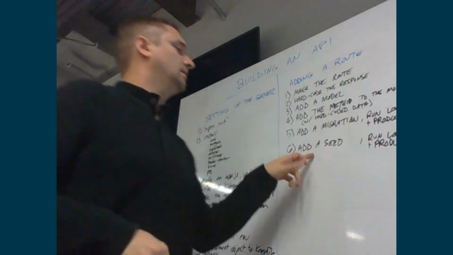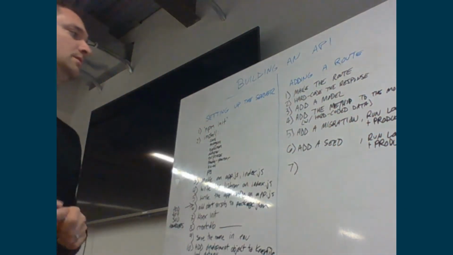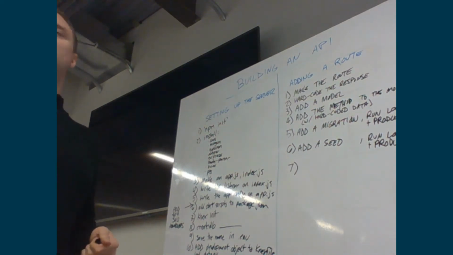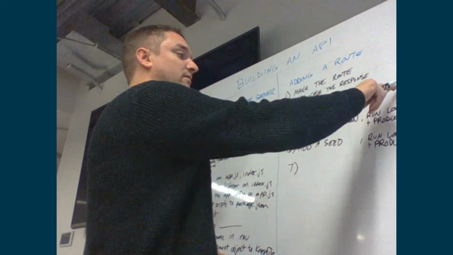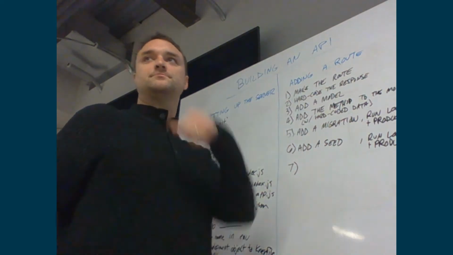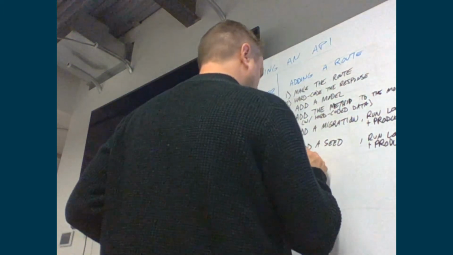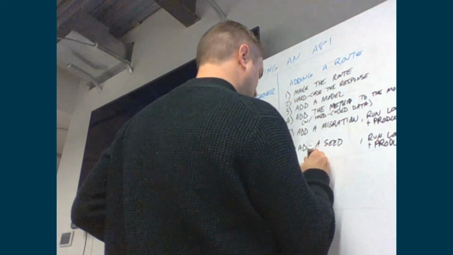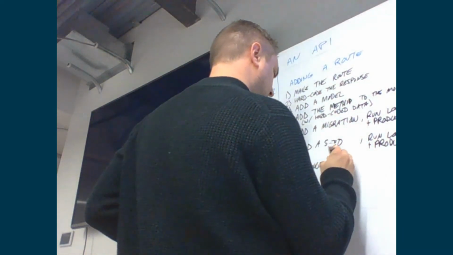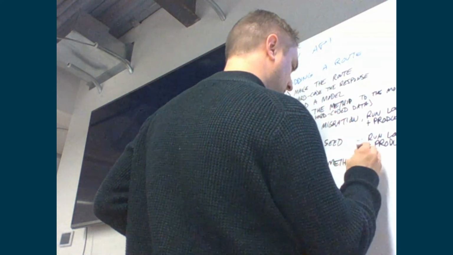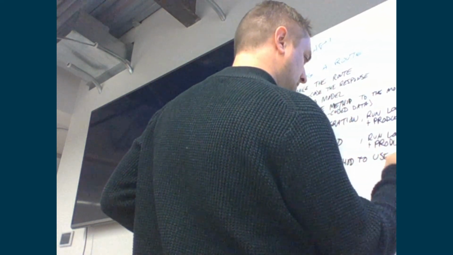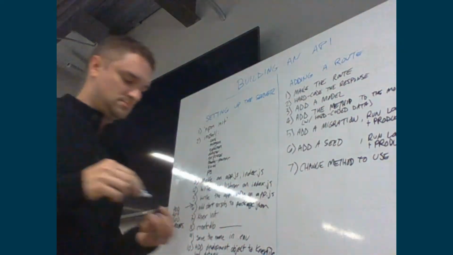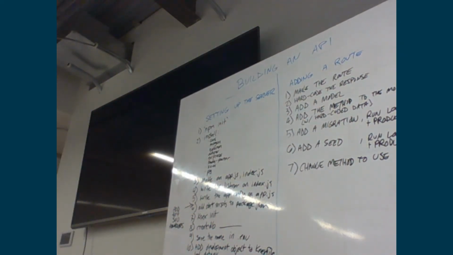Nope, we did that here. Add a seed, ran it locally and in production. We need to take this method we added to the model and make it use the database. So we're going to change the method to use the database connection. Yeah, I think that's all of it. Then deploy it.